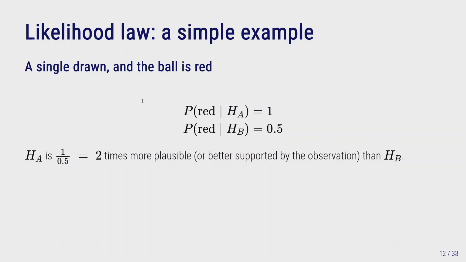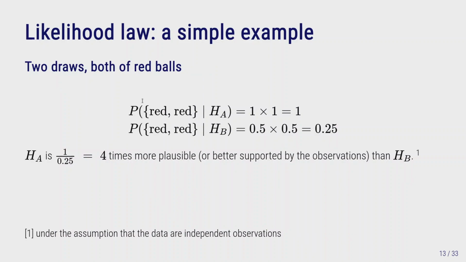And we can do more. We can take the ratio between these two probabilities that these two hypotheses assign, to say that hypothesis A is two times more plausible than hypothesis B, or that hypothesis A is two times better supported by this observation than hypothesis B. Okay? So this is the likelihood ratio, and these probabilities, or any quantity proportional to these probabilities assigned by the model to data, are likelihoods.